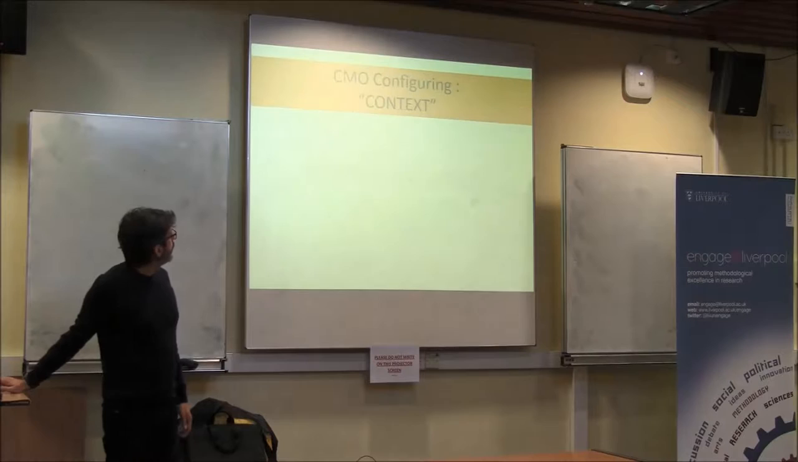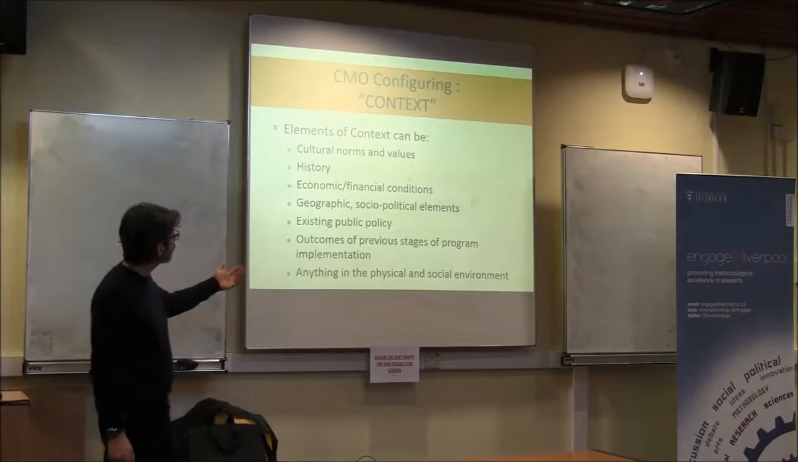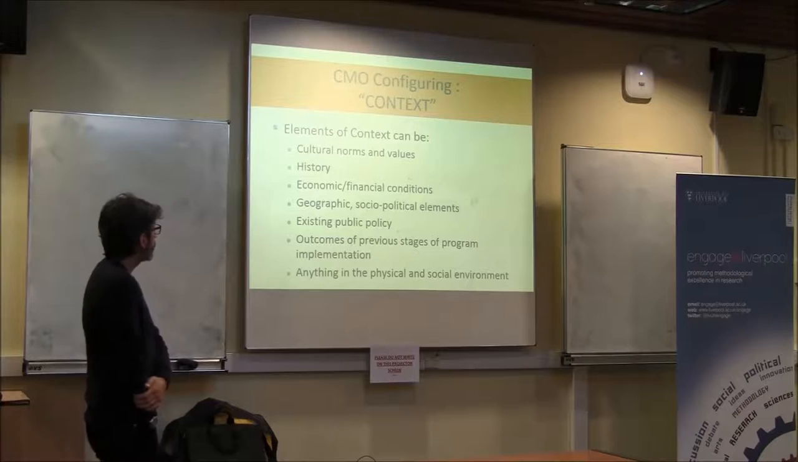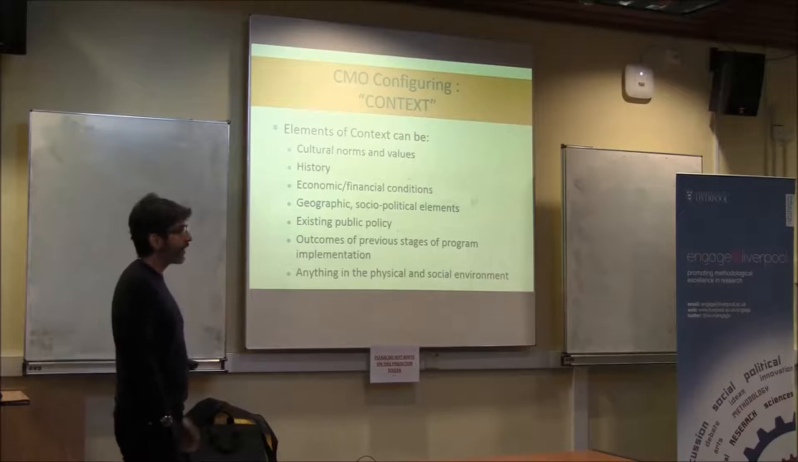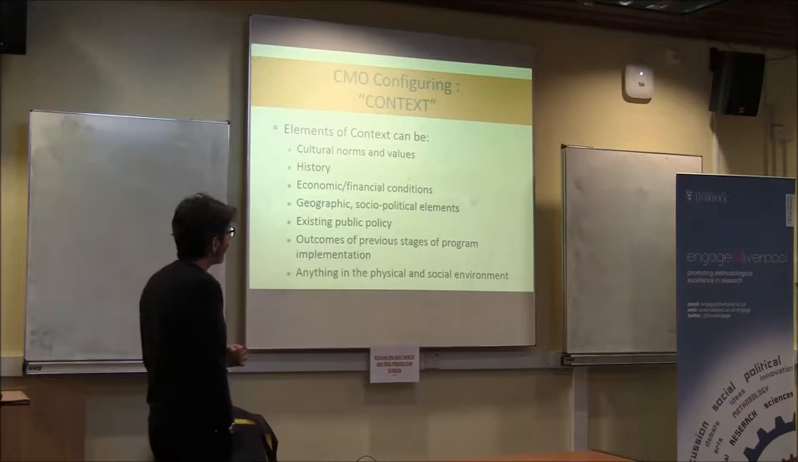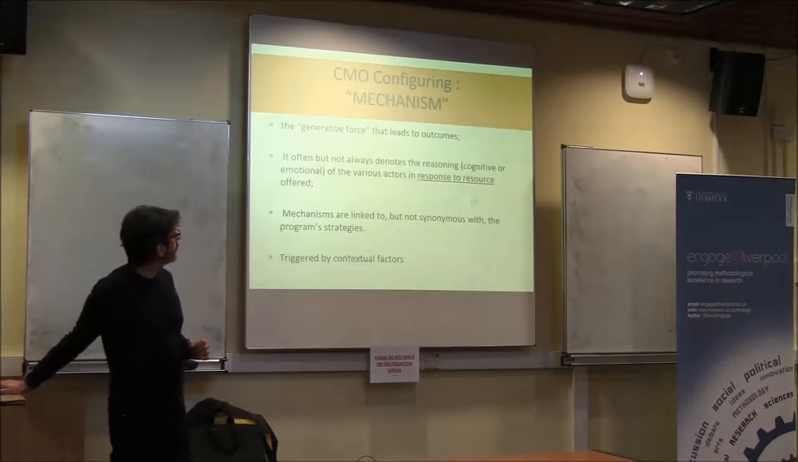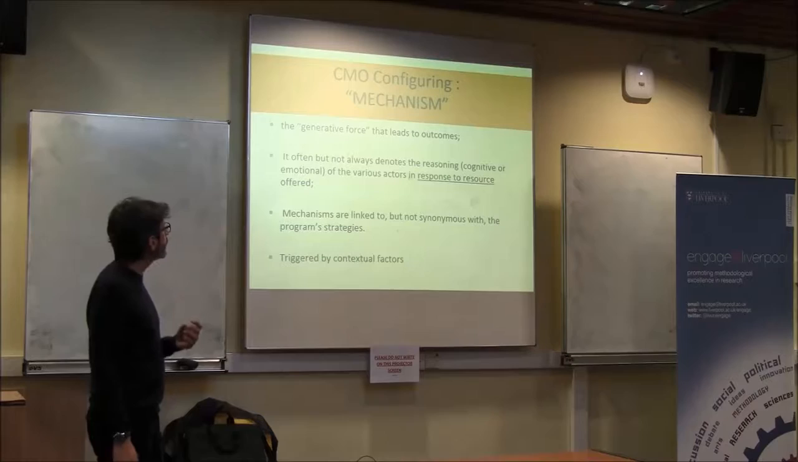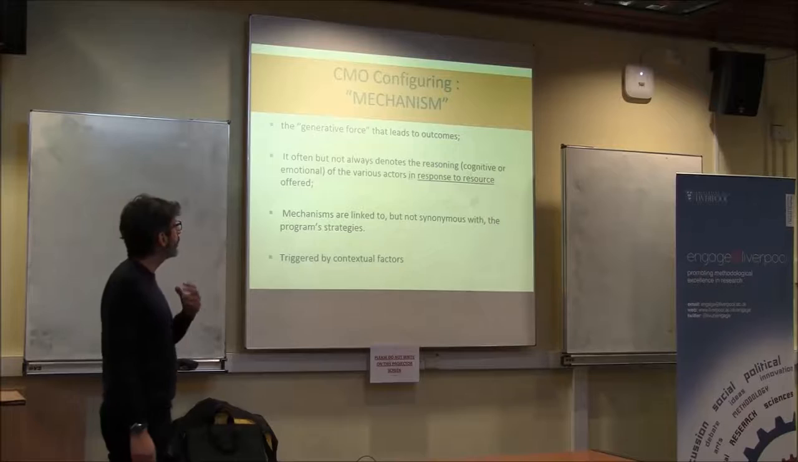So, like I say, context can be cultural norms and values, history in a population or a community, economic and financial conditions, geographic and socio-political elements, existing public policy or outcomes from previous stages of program implementation, anything in the physical environment that you see from your expertise that you have a sense is actually having an impact. And then mechanisms. A mechanism can be described as that generative force that leads to outcomes, that really generates the outcome of interest. It usually denotes the reasoning, the cognitive or emotional reasoning of the various actors in response to resources offered.